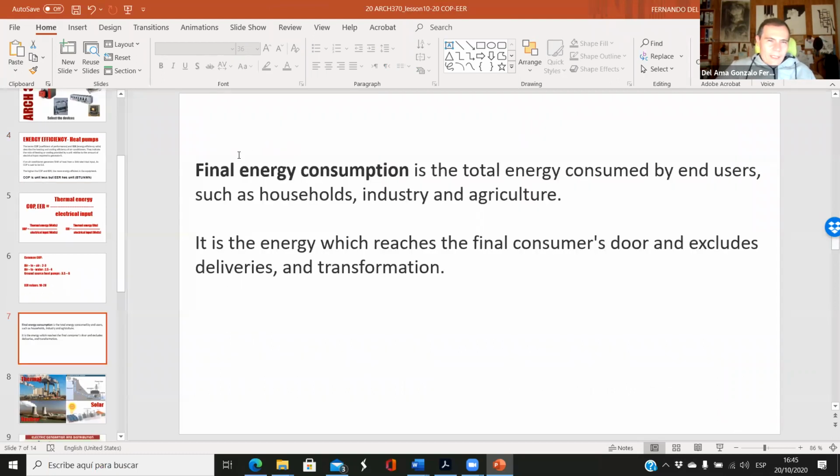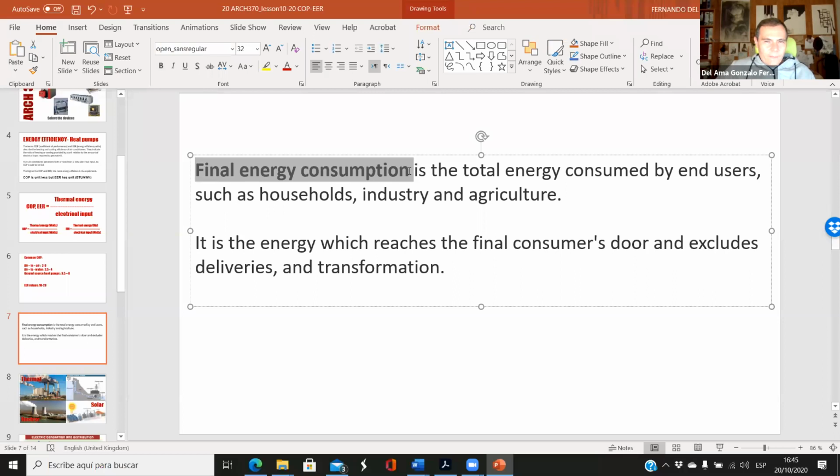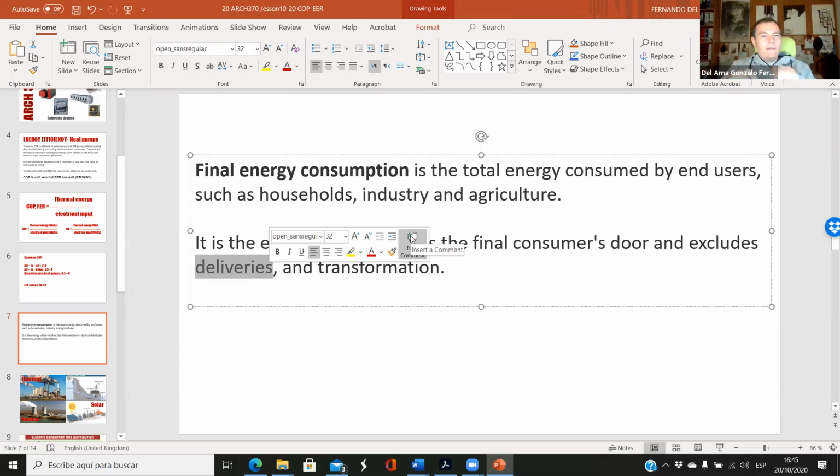What else? Well, we have this concept. I'm going to introduce it today, but over the next few weeks, we will analyze it. This is the final energy consumption. The final energy consumption is the total energy consumed by the users: households, industry, and agriculture. So we are end users. We don't include here the energy that is lost by delivering. We can generate the energy somewhere, and then we have to transport and deliver that energy, and there are losses. So we are not considering those losses.